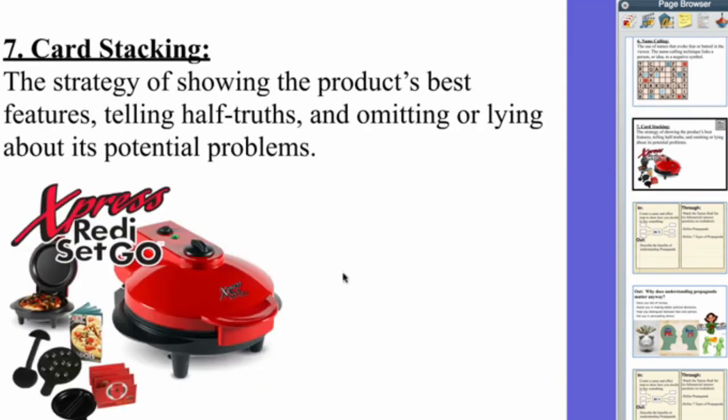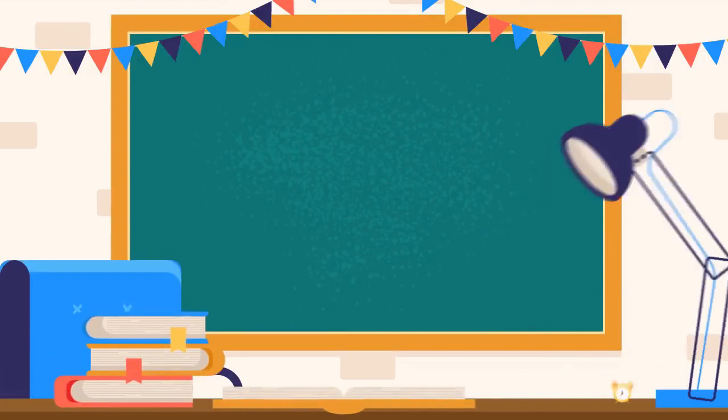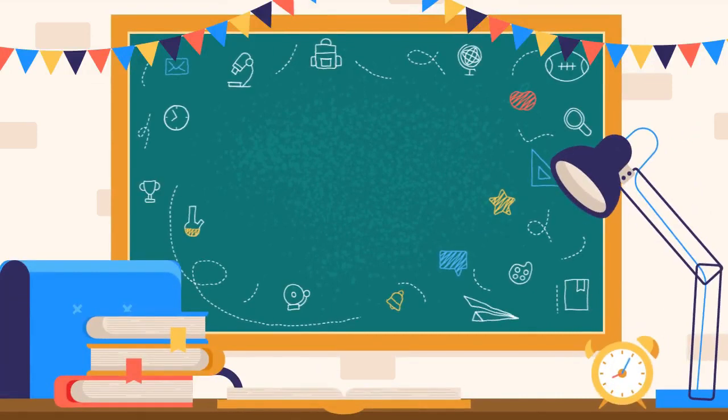And then finally, number seven, the last one, is card stacking. And this is the strategy of showing the product's best features only and telling half-truths and omitting or lying about its potential problems. Now let us apply your understanding of our topic.